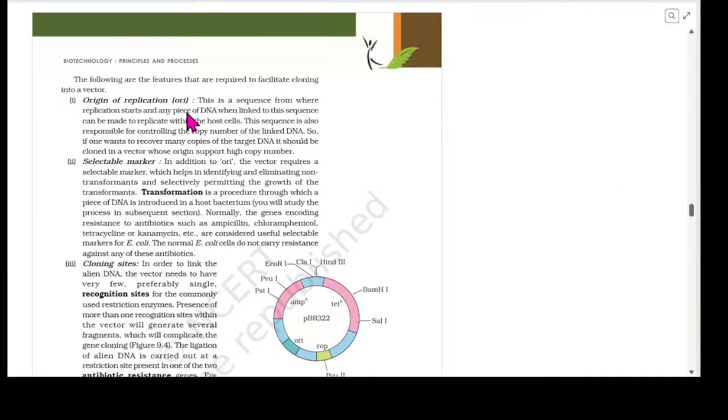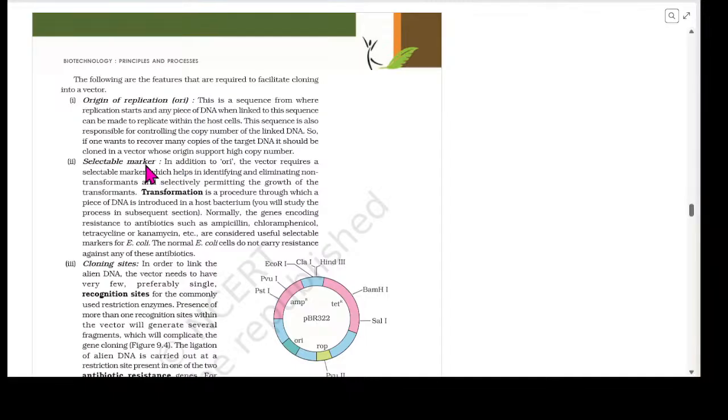The following are the features that are required to facilitate cloning into a vector. Number one is origin of replication, which is also abbreviated as ORI. This is a sequence from where the replication starts, and any piece of DNA when linked to this sequence can be made to replicate within the host cells. This sequence is also responsible for controlling the copy number of the linked DNA. So if one wants to recover many copies of the target DNA, it should be cloned in a vector whose origin supports high copy number.